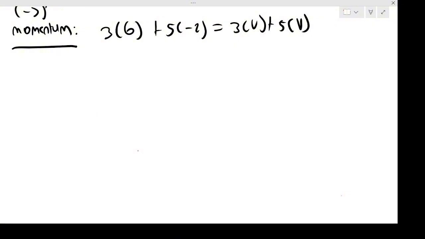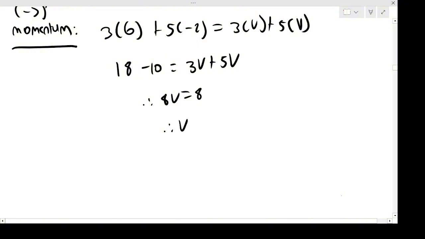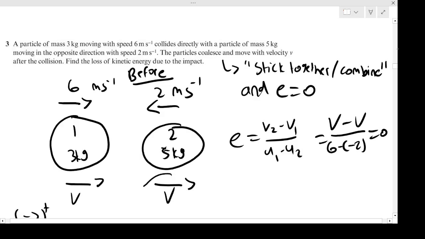And so this simplifies to 18 minus 10 is 3V add 5V. Therefore, we just get 8V to be 8. And quite nicely, we can then deduce that V is just 1. And there we are. That is the speed of both of them afterwards. So they're both moving at speed 1. Hopefully you're happy with that.